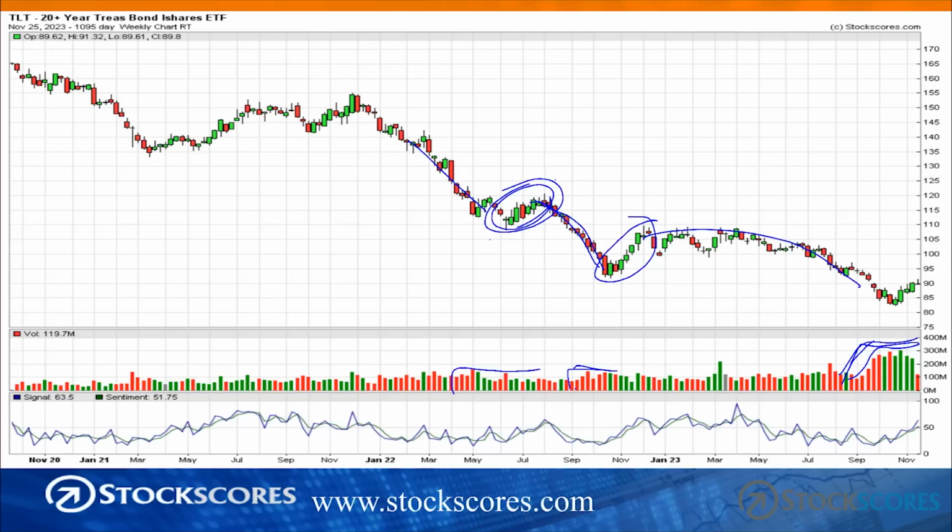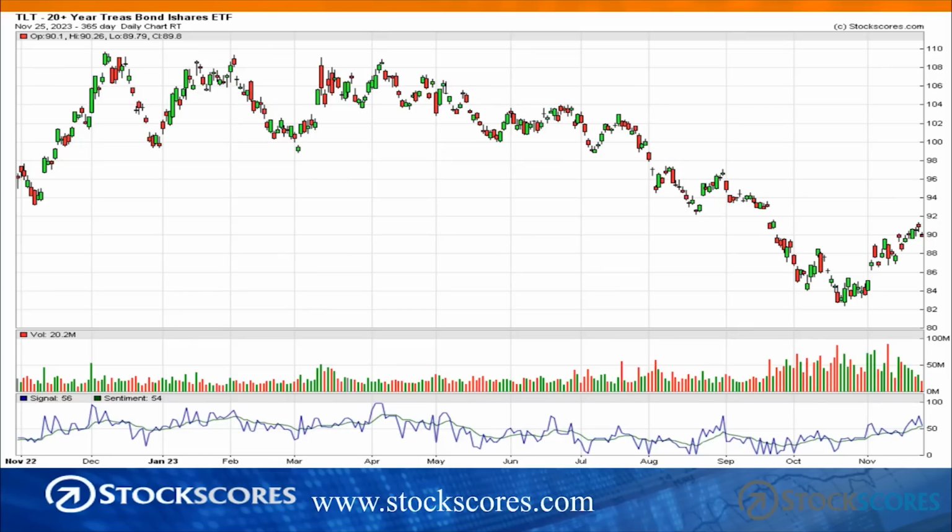So I think we have a good chance that we have seen the bottom in the bond market, which also means the top in interest rates. And that should be supportive for stocks. Here is the daily chart. And on the daily chart of the Treasury bond market, you can see that we're starting to get some little rising bottoms building, having broken this downward trend. So again, the signs are there that the bond market is bottoming, and that should help stocks.